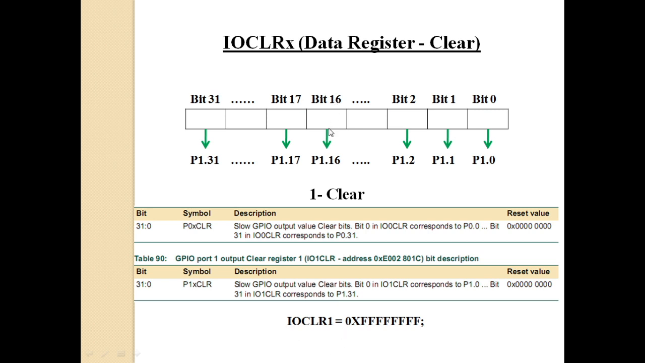So from bit number 16 to 31, you need to write it as 1, because all these pins you need to make clear or 0. So the LED connected will be off. So you are writing IO clear 1 equal to 0xFFFF. That means all the LEDs connected to all these pins will be cleared or switched off. Right? So these are the 4 steps required for controlling the GPIO peripheral, or the LED blinking program.